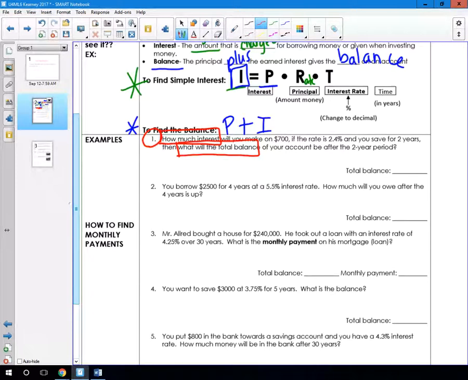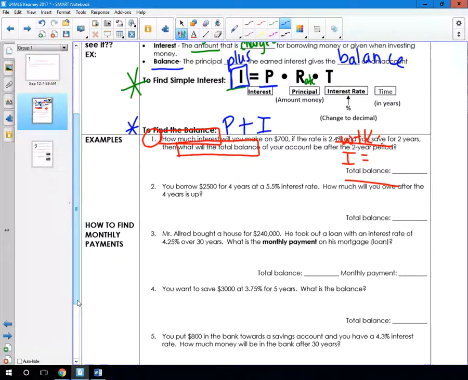Okay, so when we come over to the side, our WTK is we want to know, we already have total balance written there. We also want to know the interest and the total balance.